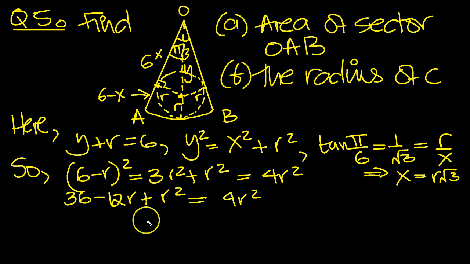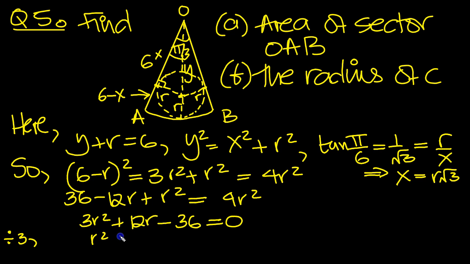Move everything over to the right. Take 1 off the 4, you get 3r squared. Move the minus 12 over to plus 12r. And then move the 36 over also. Becomes minus 36, and there's nothing then left on the other side, is there? And I've written it down from right to left. Now divide by 3, and we get r squared plus 4r minus 12, sorry.